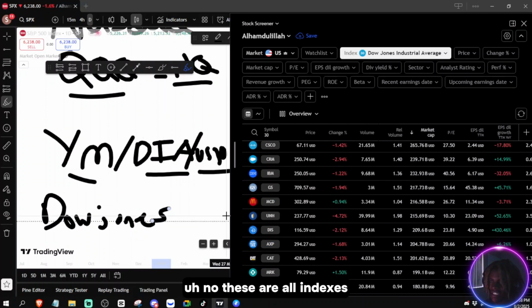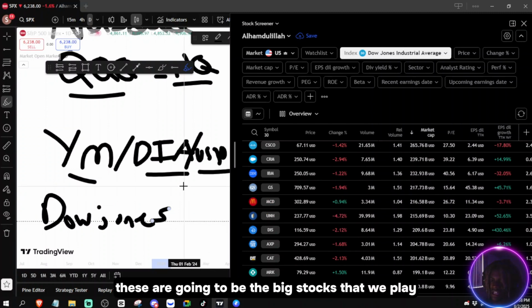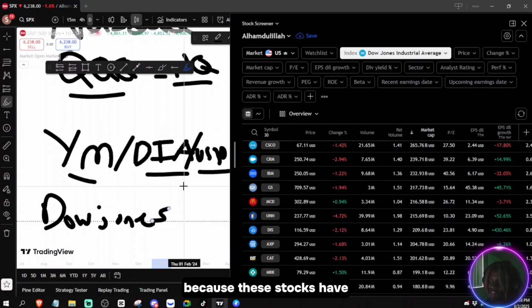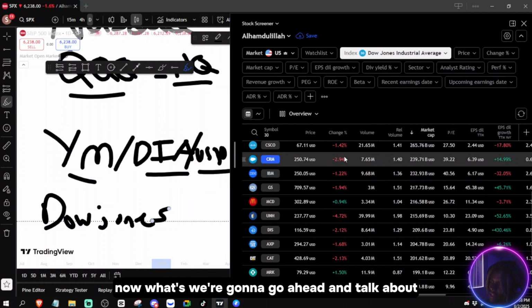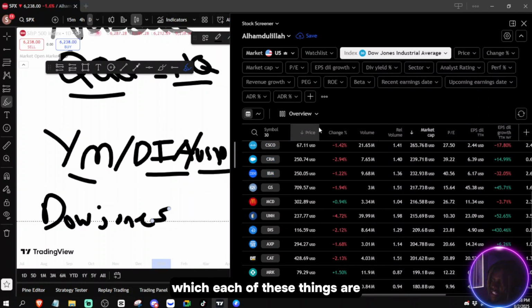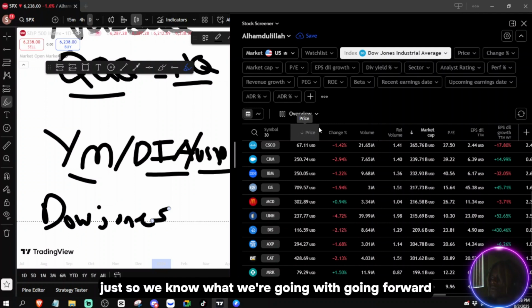These are all indexes. So yeah, these are going to be the big stocks that we play. We only trade stocks within the indexes because these stocks have what's called the most volume. Now we're going to go ahead and talk about what each of these things are, and it's pretty much going to be a full basic lesson of the stock market, just so we know what we're doing going forward. So that's what all three indexes are.